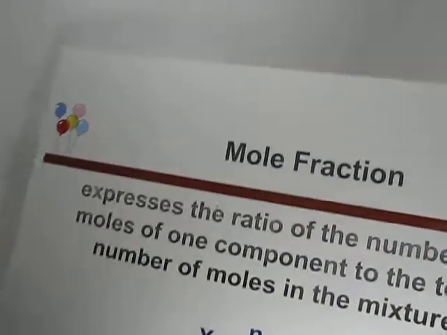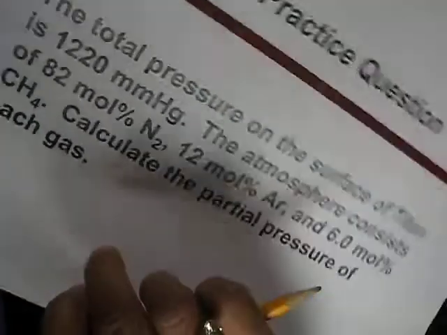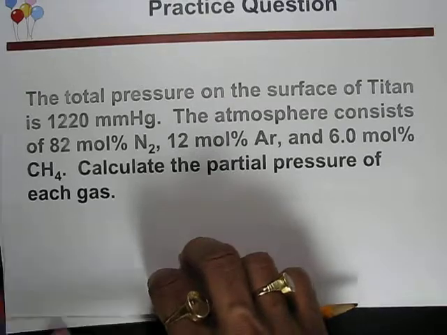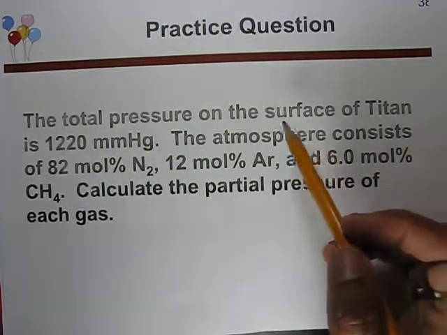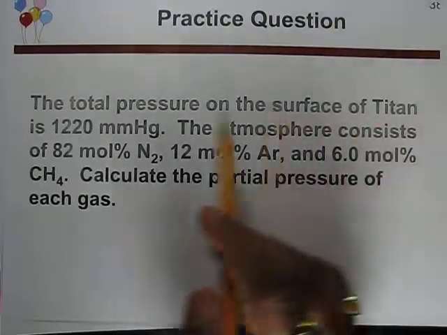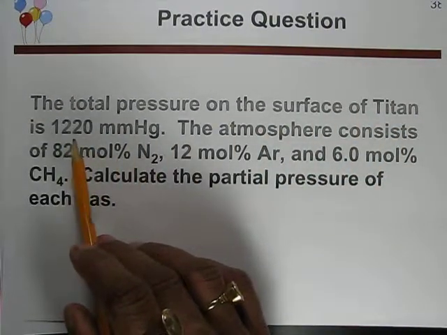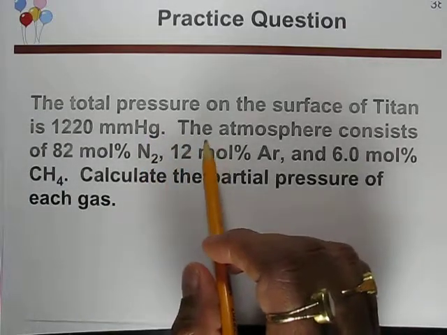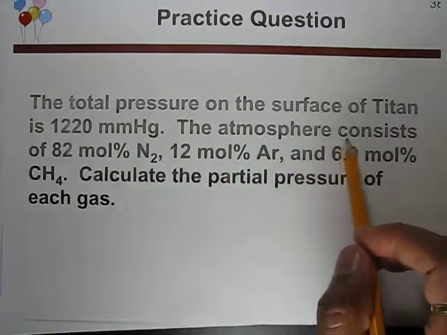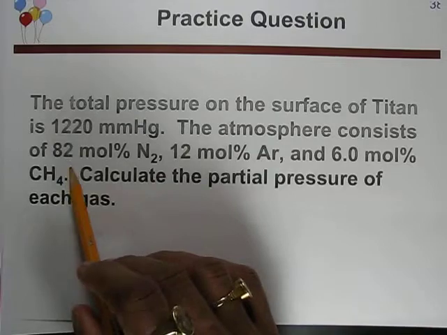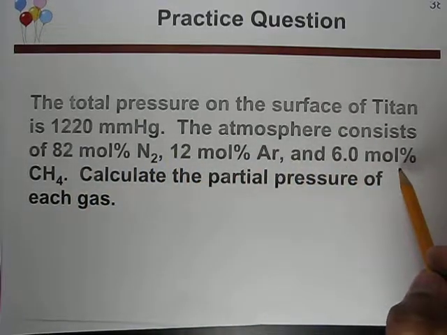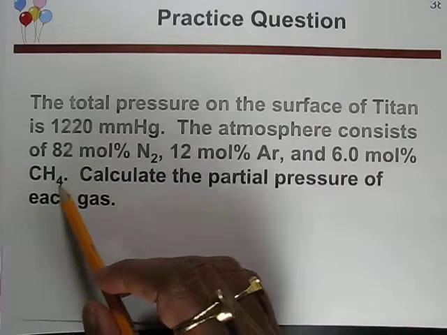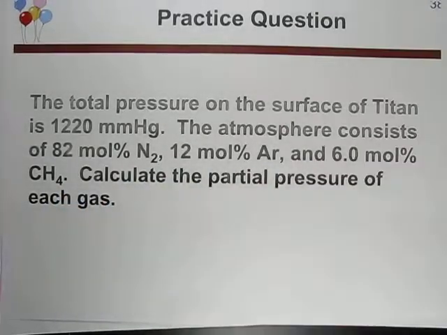So let's see one example of this type of mole fraction question. Here is one practice question. The total pressure on the surface of Titan is 1220 millimeter Hg. The atmosphere consists of 82% nitrogen, 12% argon and 6 mole percent of methane gas. Calculate the partial pressure of each gas.